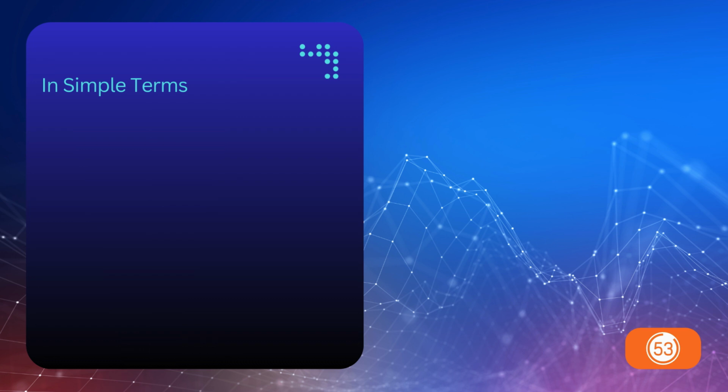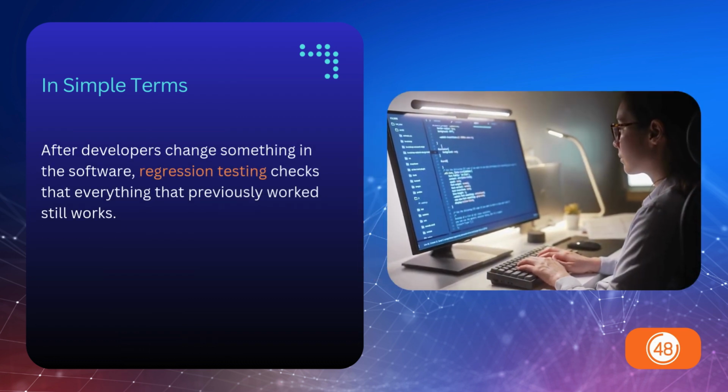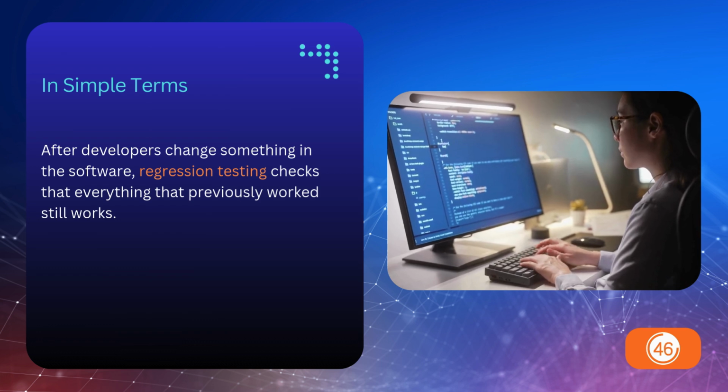In simple terms, after developers change something in the software, regression testing checks that everything that previously worked still works.